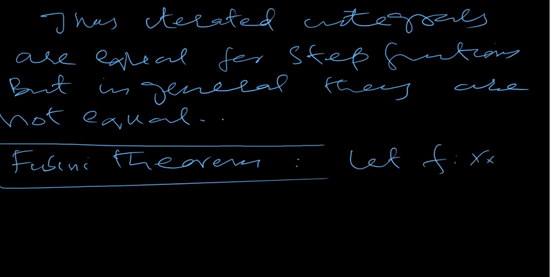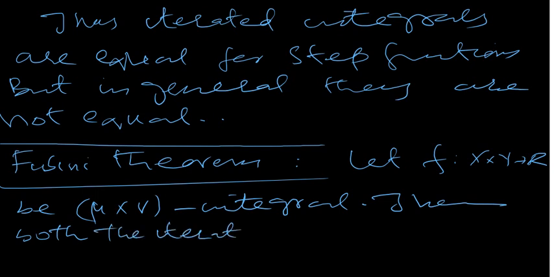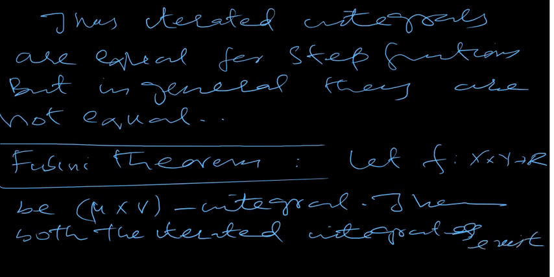Let f be a function from X cross Y to R, integrable with respect to the mu cross nu measure. Like these step functions, they are mu cross nu integrable. Characteristic functions, they are mu cross nu integrable functions. Then both the iterated integrals exist and are equal to the integral of the function f with respect to this product measure mu cross nu.